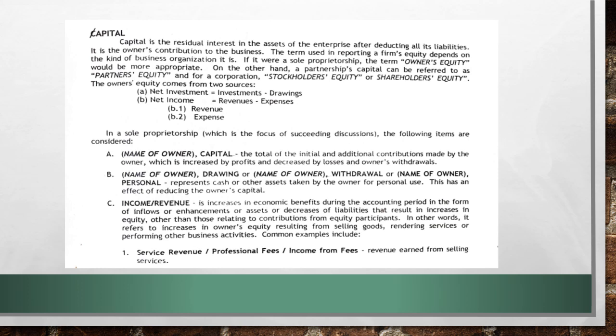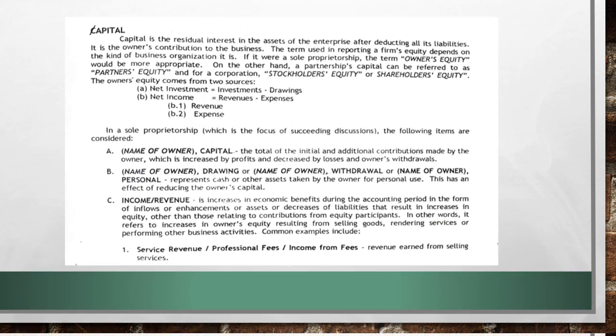So, discuss natin yung sa income or revenue, which is number 4 element. Income and revenue, di ba? Meron tayo increase in economic benefit. Examples are service revenue, professional fees, income from fees. Ibig sabihin, when we earned from selling of services, ang i-record natin is service revenue, professional fee, or income from fees.